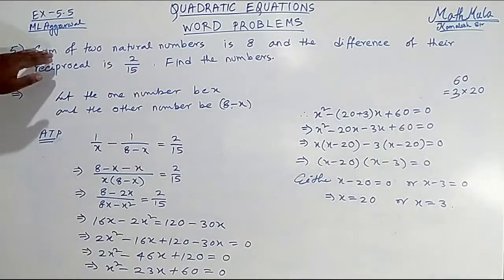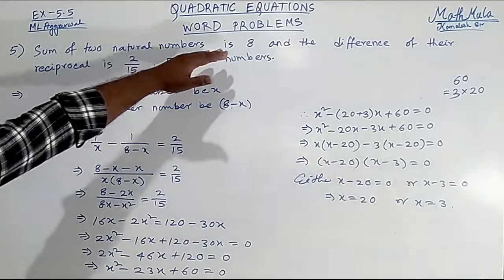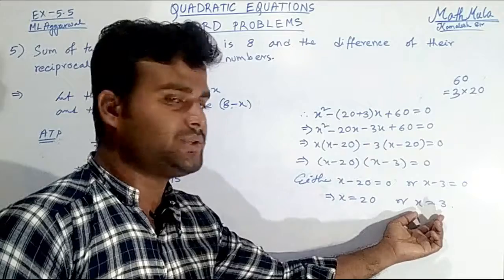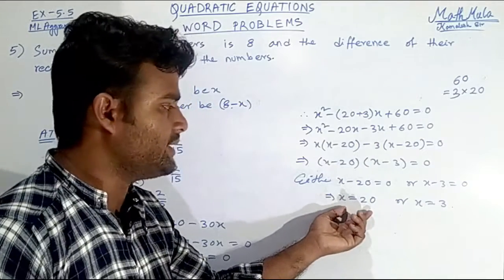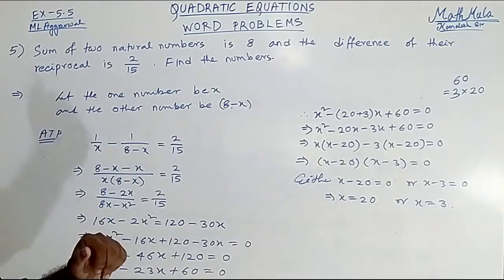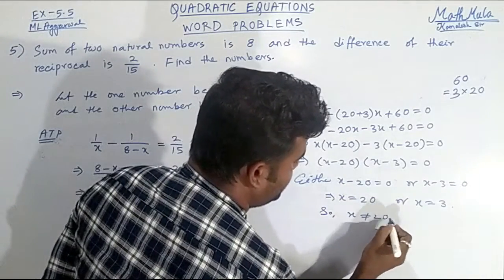Now look, the sum of two natural numbers is 8. That means the numbers must be less than 8. Now we get x equals 20 and x equals 3. If we take x equals 20, then the numbers will be greater than 8, which is not possible. So x is not equal to 20.